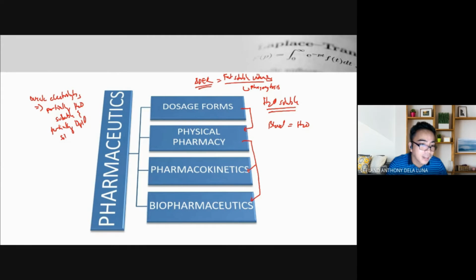Sorry, pangit talaga, class, ang handwriting ko. Hindi ko sinisisi yung yung ginagamit ko pang sulat. Talagang pangit yung handwriting ko.